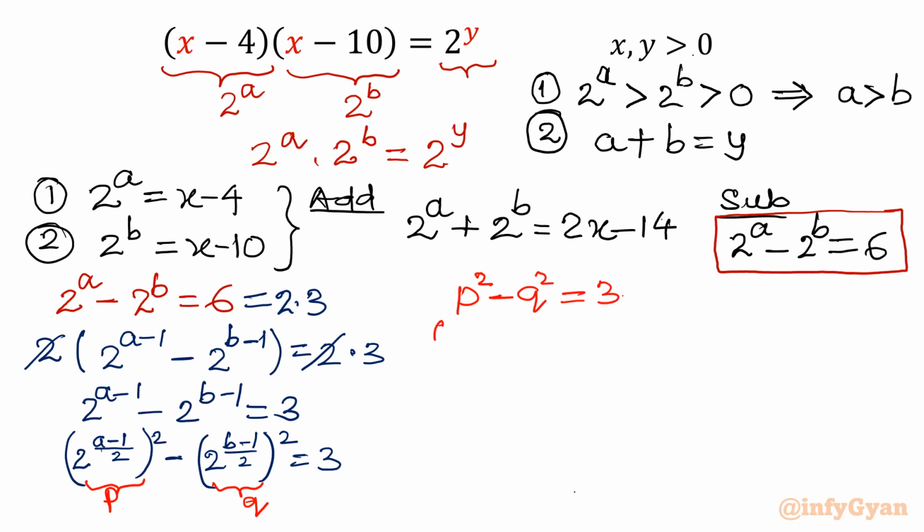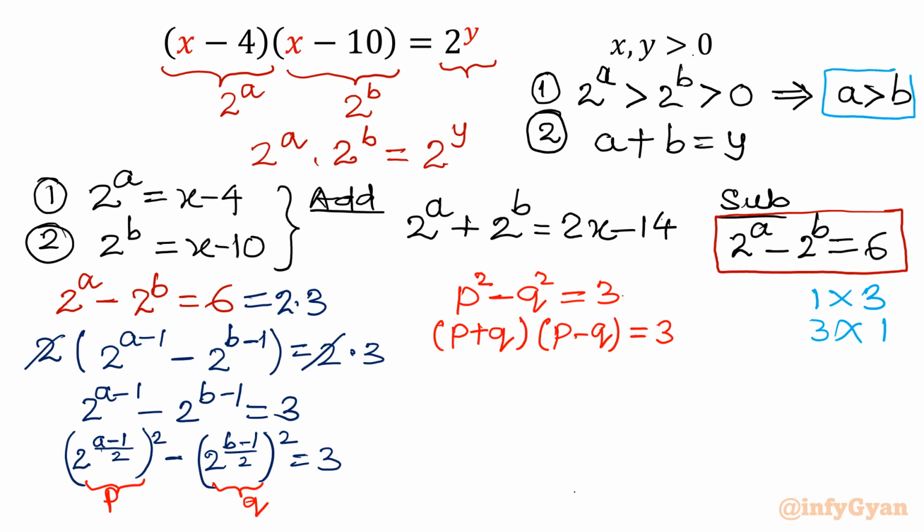So I will write p plus q by the difference of squares formula. P minus q equal to 3 means 3 times 1 we can write. Let me write here 3. Now I will write prime factors of 3. So 1 and 3 is possible, 3 and 1 is possible. But as you have concluded already, a is greater than b. So p plus q must be greater than p minus q. So I will write p plus q as 3, p minus q as 1.